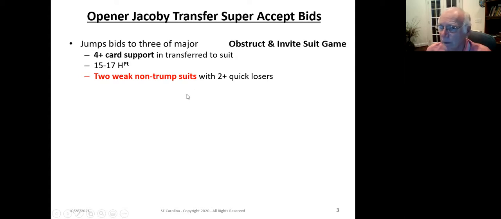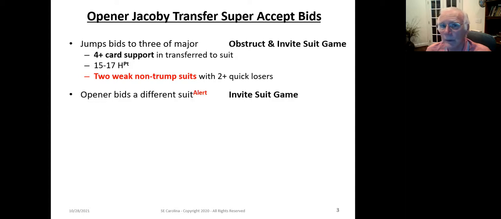That's a critical part of this because the jump to 3 of the major can be obstructive or invite game. So keep that in mind, and you'll see why in a minute. You want to do that because you want to keep the opponents out of the auction.